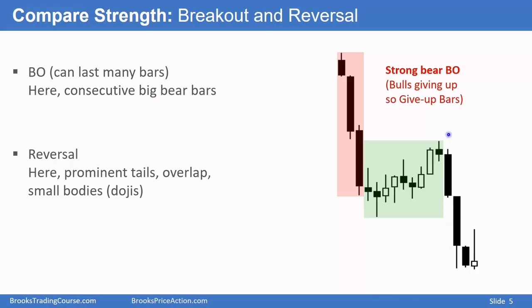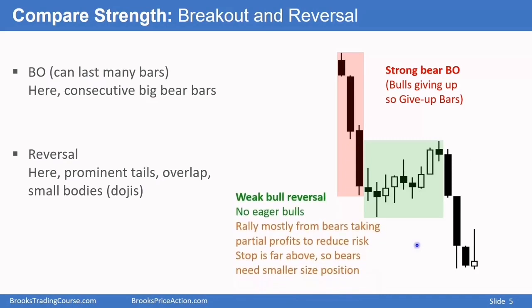Here we got trend resumption down, not simply a dip in a trading range. So this became a bear flag in a trading range instead of a bull leg in a trading range. This rally is mostly from bears taking profits, trying to reduce their risk. So if they short, their stop is now far away, and the best way to reduce that risk is by reducing their position size. So you have bears buying back part of their position, taking partial profits.